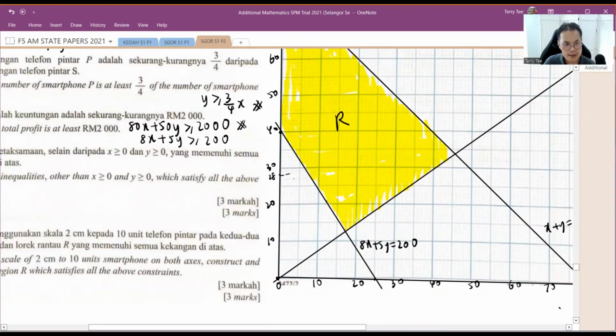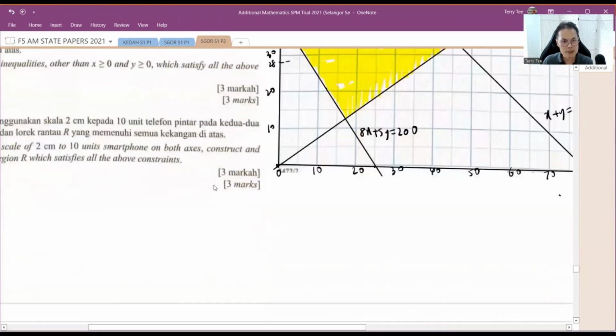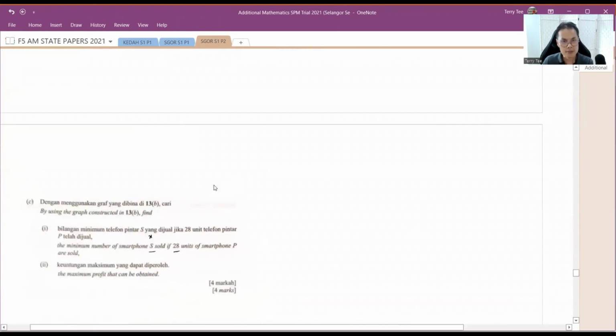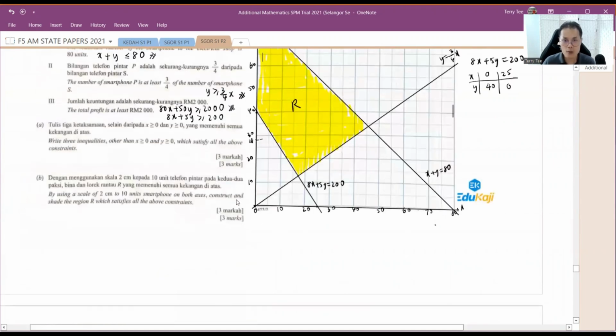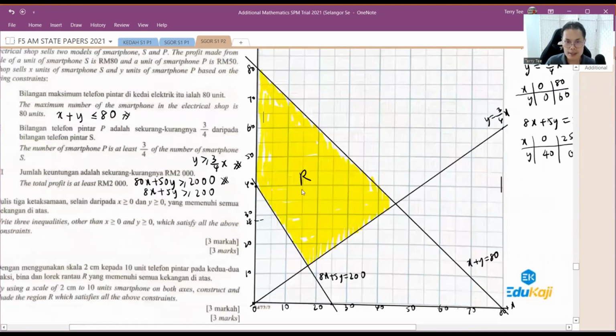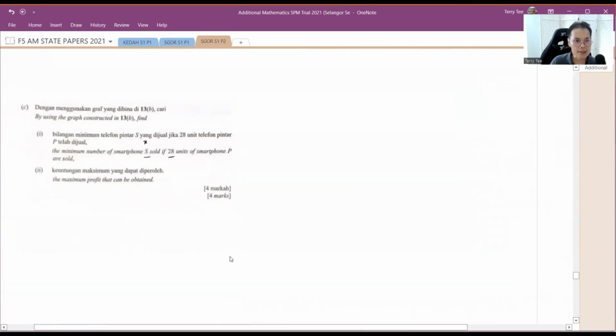You want to find the maximum, minimum, right? Okay, let's see the question again. You want to find the minimum. Minimum means smaller values of x. My y is 28. So what is my x value? Still a bit hard to see, right? So I'm going to draw here, move it across. It looks like 8. Yeah, it looks like 8. So it's 8. Let me put 8 here. So to answer the first part, we say x minimum is 8. The minimum number of smartphone S is 8.